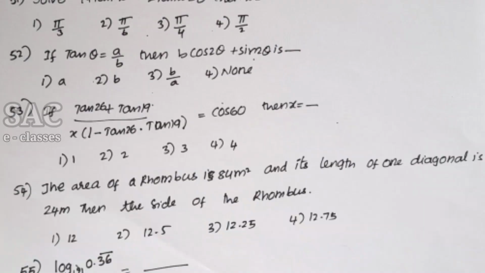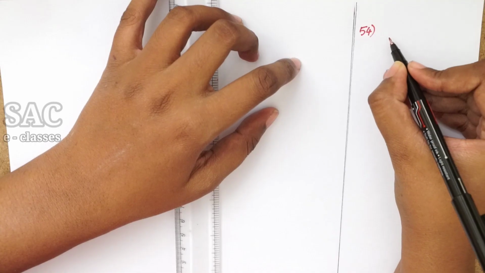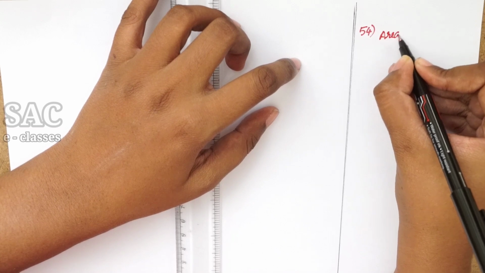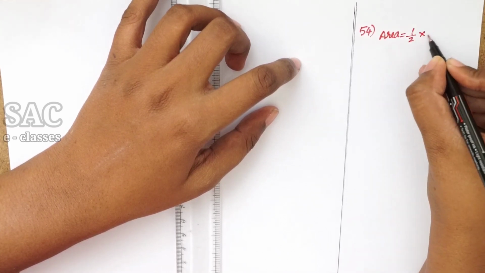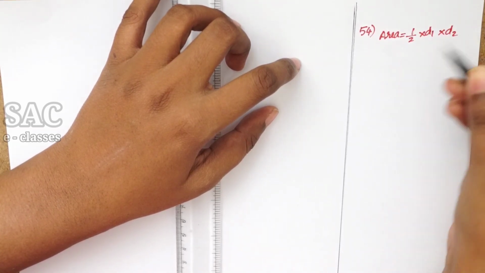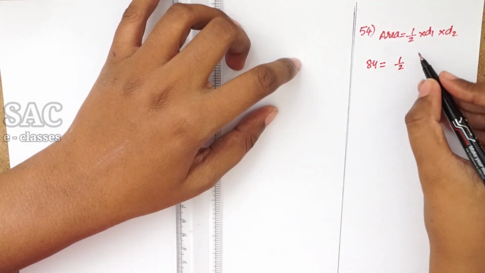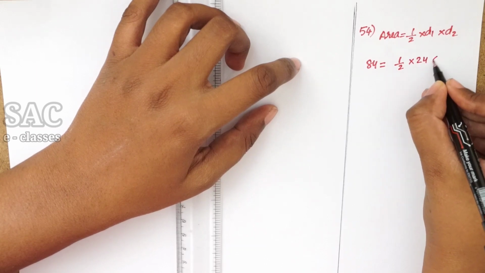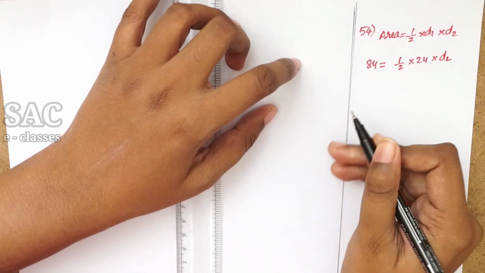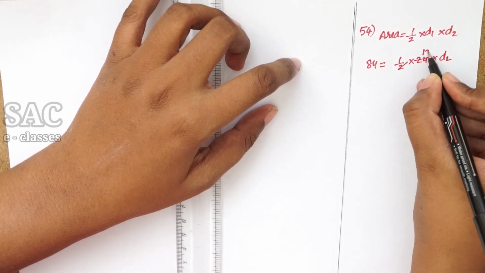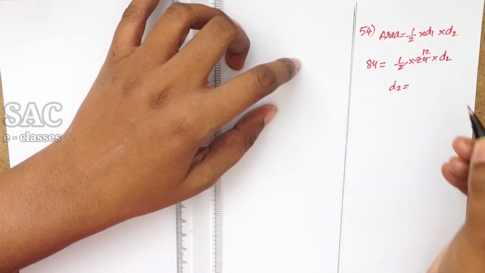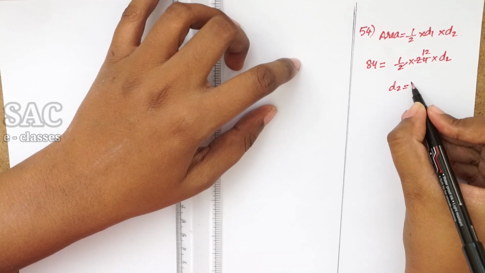Now look at the problem number 54. The area of the rhombus is 84 meter square and the length of one diagonal is 24 meters, and the side of the rhombus is asked. We know the area of the rhombus formula is half into d1 into d2. The area is given as 84, half into one of the diagonals 24, and another diagonal we don't know, leave it. So clearly the other diagonal d2 is equal to 7.